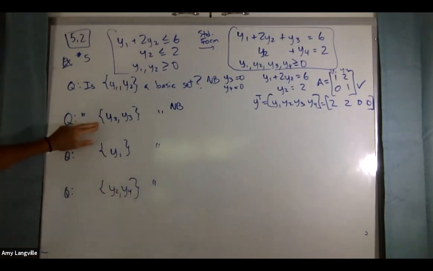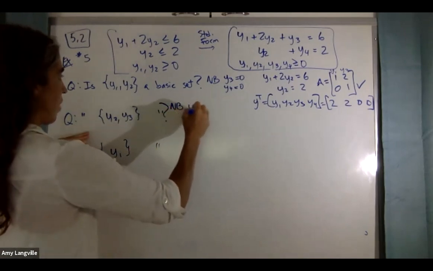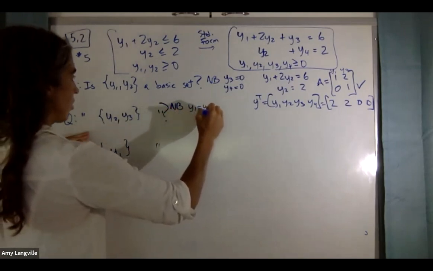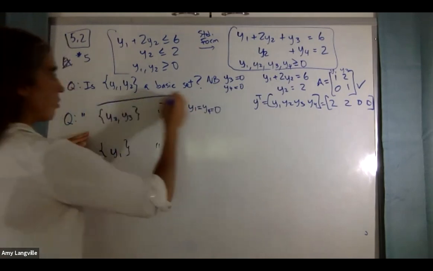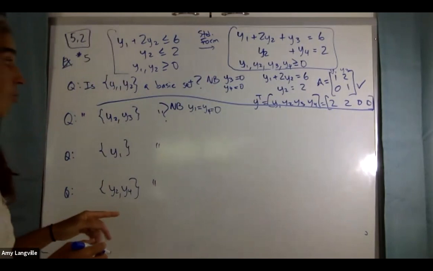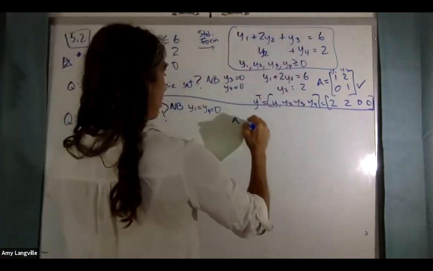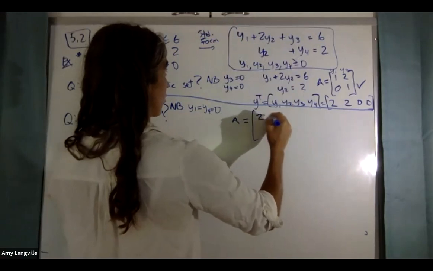All right, what about y2, y3? Is that a basic set? To be a basic set, so here's a question. That means the non-basics would be y1 and y4. We're going to set those to 0. And then we do the same thing. So if y1 and y4 are 0, these columns drop out, and we're left with this matrix.